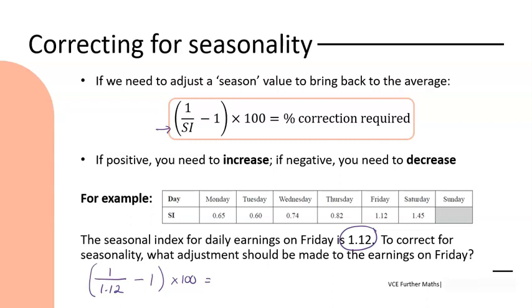When we do that, we get negative 10.71. And so that means I'm going to decrease, because I've got a negative, by 10.71%. So notice there it's not 12%. It's not that sort of catch-out answer. So just be really careful with that.